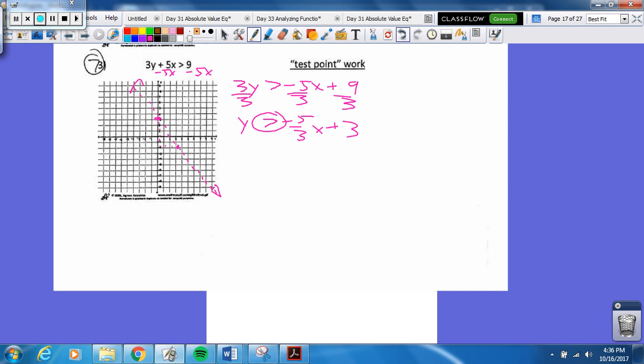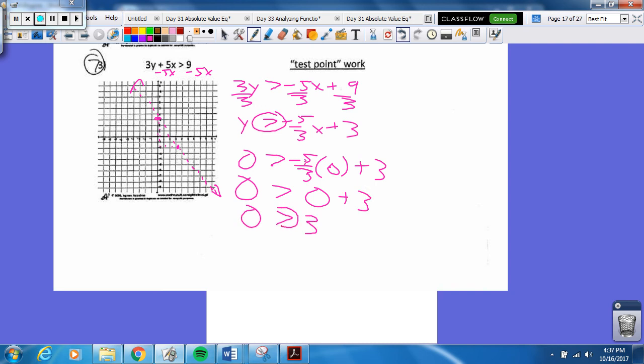Okay, so 0, 0 is my friend. 0 is greater than negative 5/3 times 0 plus 3. 0 is greater than, oh, anything times 0 is 0. I don't really care what number that is. Plus 3. 0 is greater than 3. Is that true? Pac-Man eat the bigger man? No, it's not. That does not mean it's a solution, so we're going up here to 10, 10, my friend, and everything else right here. All those are solutions right there in an infinite amount.